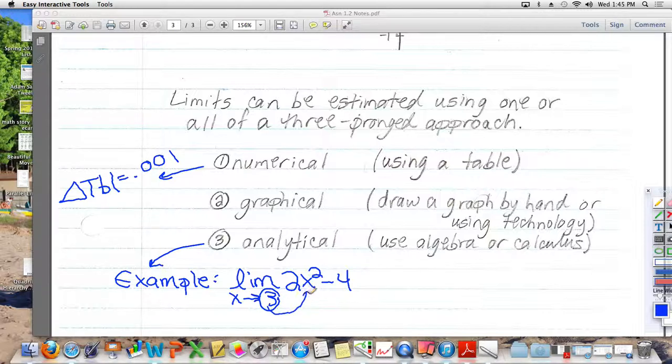So you plug it right in. Well, I think we did this last year. Yeah, you probably did. So really, all you have to do is calculate the value of the function by doing 2 times 3 squared minus 4. You get 14. So the limit as x approaches 3 of 2x squared minus 4 would be equal to 14. So some of these today are going to be pretty simple. You'll enjoy them.